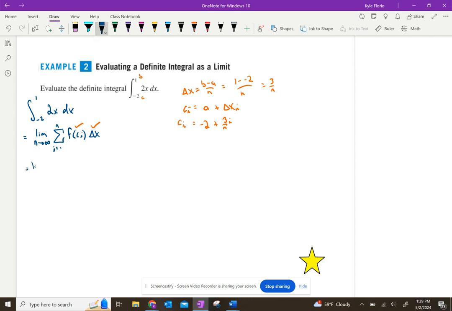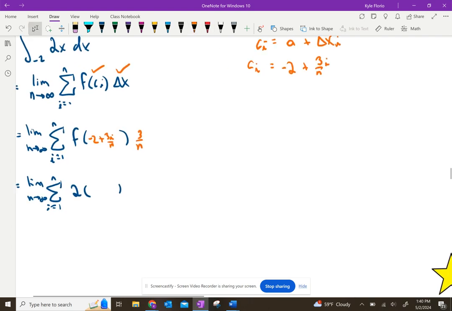So now I'm going to take the limit as the number of rectangles goes to infinity of this Riemann sum, which is f of -2 plus 3i over n times delta x, which is 3 over n. So we have the limit as n goes to infinity of the sum where i goes from 1 to n. My function just takes its input and doubles it, so it's just going to be 2 times negative 2 plus 3i over n times 3 over n.